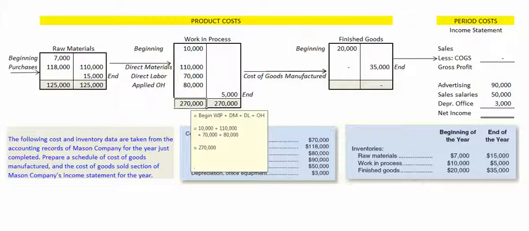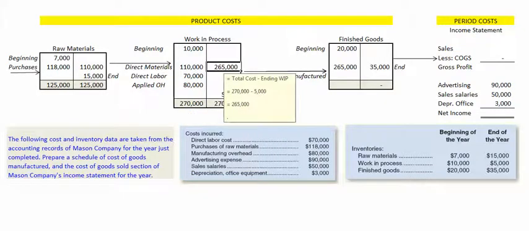These costs will either be left in ending work in process or transferred out to finished goods, which will be our cost of goods manufactured. Our cost of goods manufactured then is $265,000. This is the $270,000 in total cost minus the value assigned to the partially completed units left in ending work in process inventory.